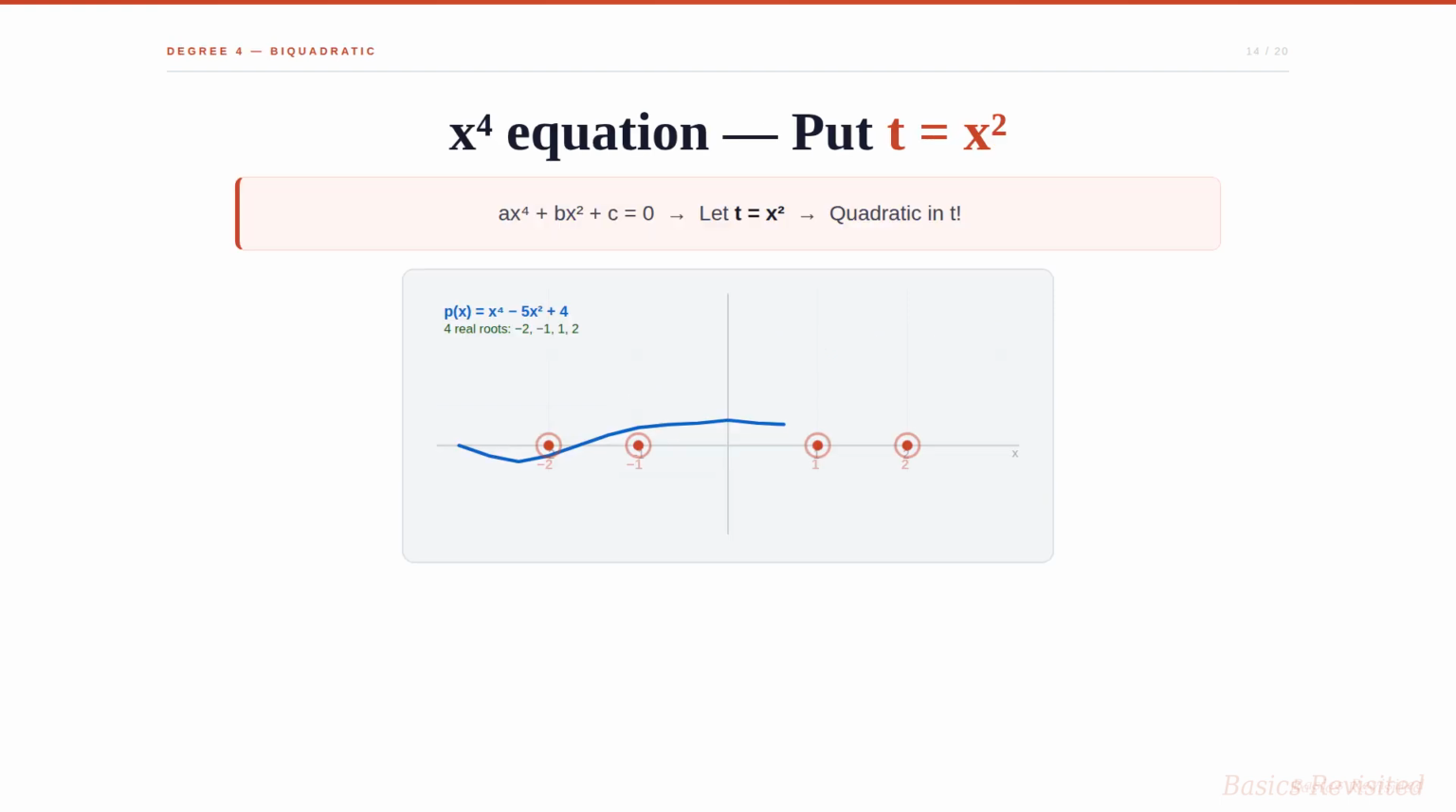A degree 4 equation that is quadratic in form is solved by putting t equals x squared. For x to the 4 minus 5x squared plus 4, substituting t gives t equals 1 and t equals 4, then x equals plus or minus 1 and plus or minus 2, 4 roots total, all shown with blinking circles.